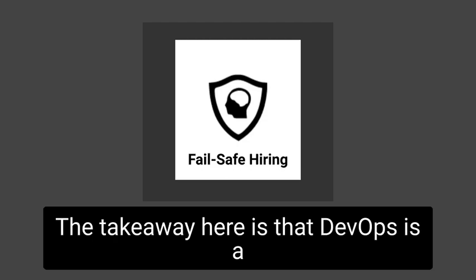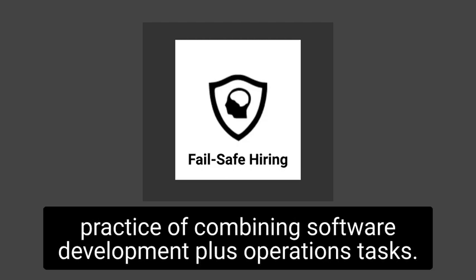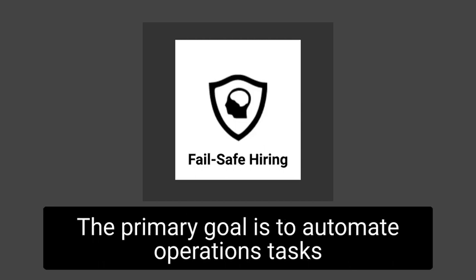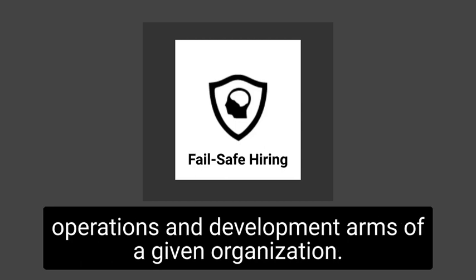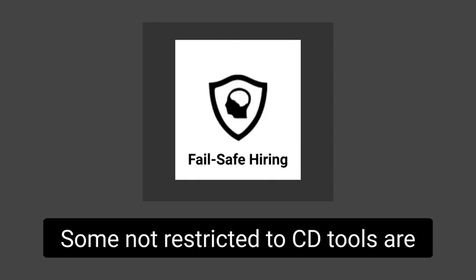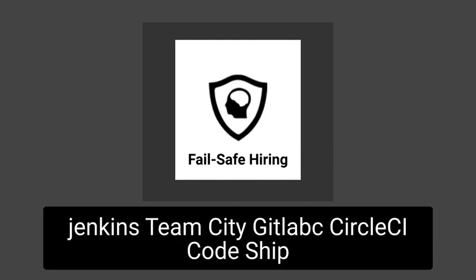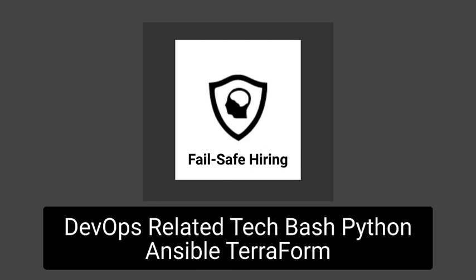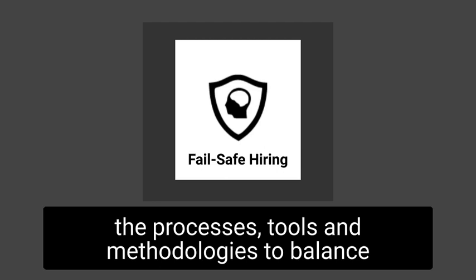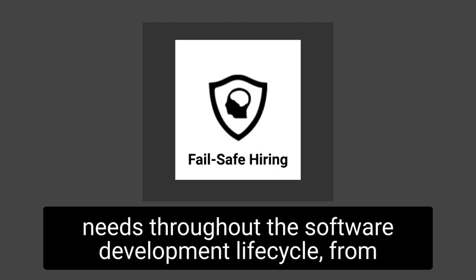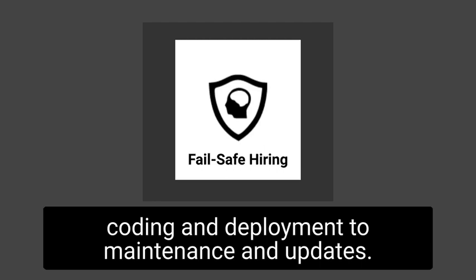The takeaway here is that DevOps is a practice of combining software development plus operations tasks. The primary goal is to automate operations tasks using software development practices and tightly couple the operations and development arms of a given organization. Some, not restricted to, CI/CD tools are Jenkins, TeamCity, GitLab CI, CircleCI, CodeShip. DevOps-related tech: Bash, Python, Ansible, Terraform, Docker, Kubernetes, Git. A DevOps engineer introduces the processes, tools, and methodologies to balance needs throughout the software development lifecycle, from coding and deployment to maintenance and updates.